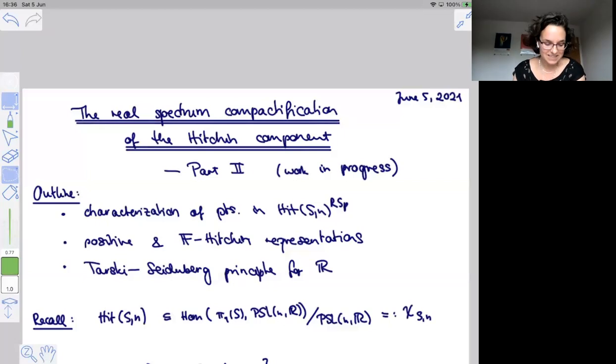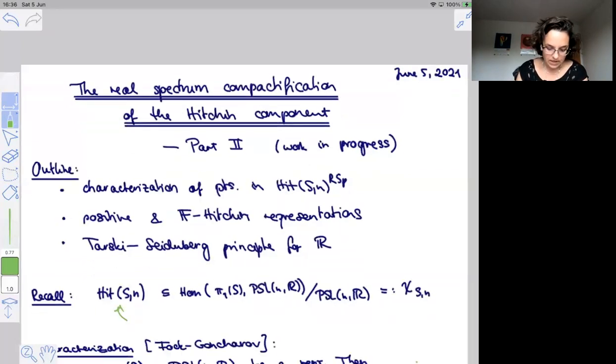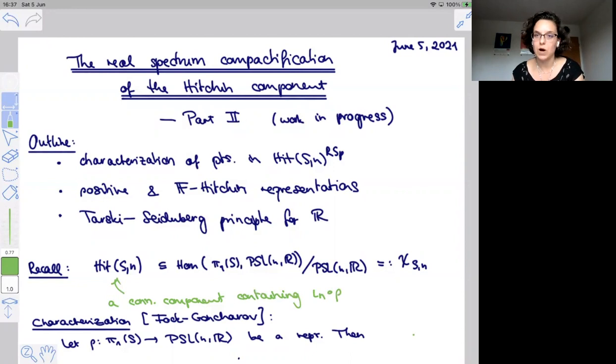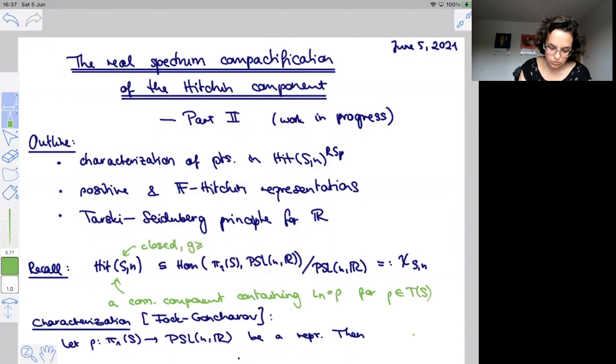So let's start. We recall from the first part that the Hitchin component is a connected component of the character variety containing a very special representation, namely one of the form iota n composed rho, where iota n was the irreducible n-dimensional representation of PSL2R, and rho was in the Teichmüller space of our closed surface of genus at least 2.